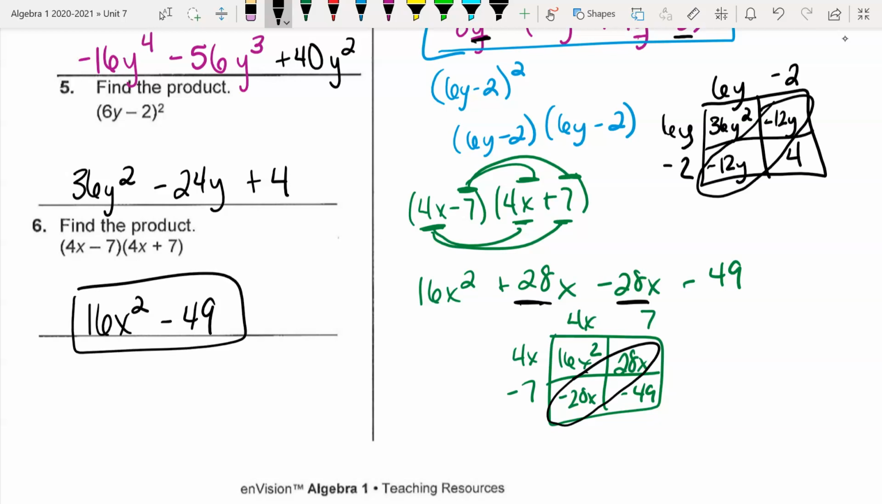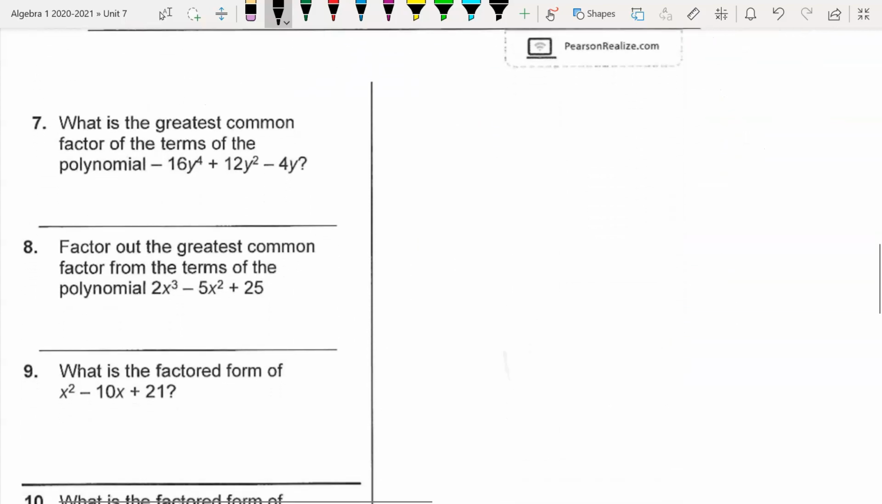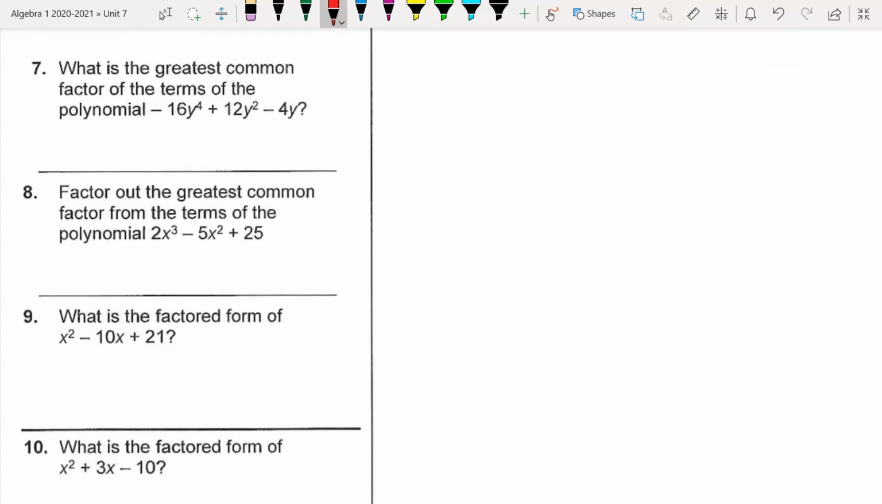And that is the first page. It's a lot of adding, subtracting, multiplying, and writing it in standard form. Now we get into factoring. So what's the greatest common factor? I'm going to get 16y to the fourth plus 12y squared minus 4y.